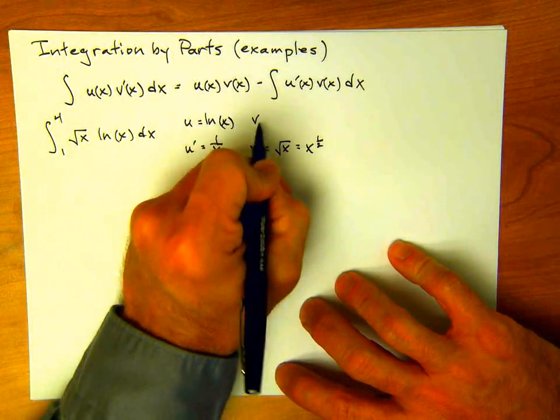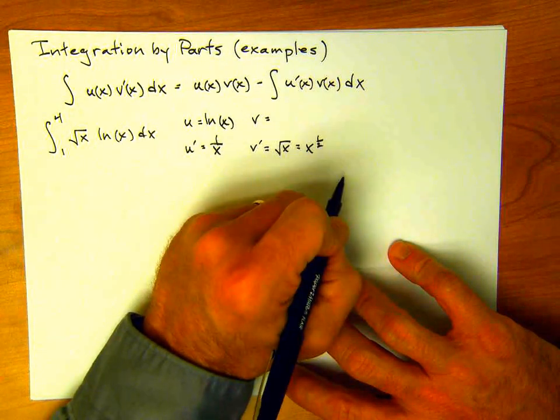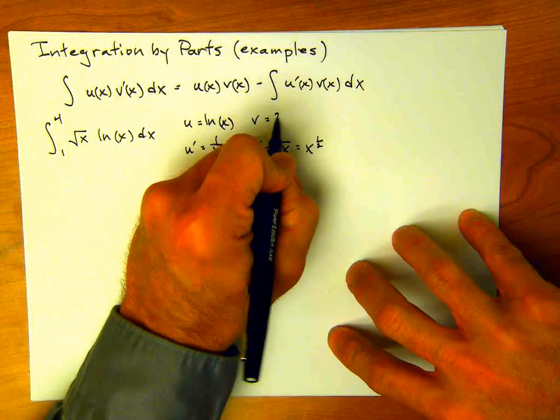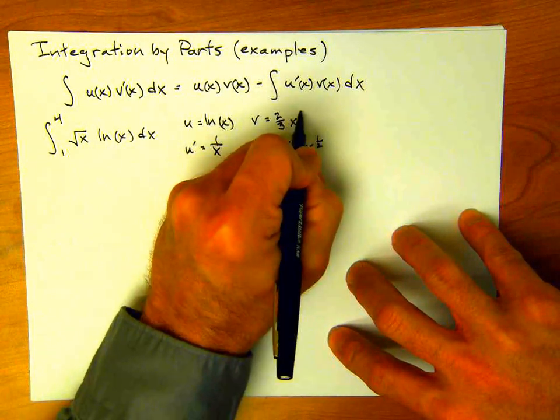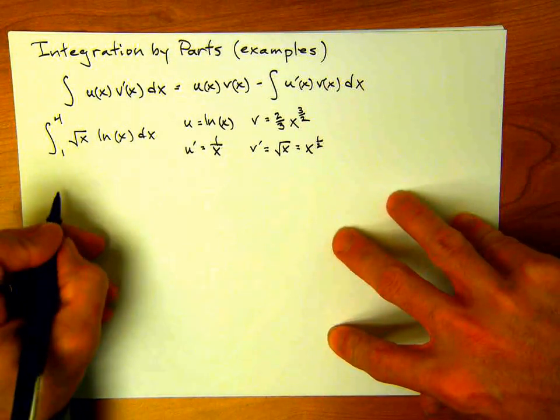That's not a hard one to find the antiderivative of, right? That's the power rule in reverse, so we add 1 to the exponent. That gives us 3/2, divide by the new exponent. That gives us 2/3 x to the 3/2. So let's just try this and see how it works out.